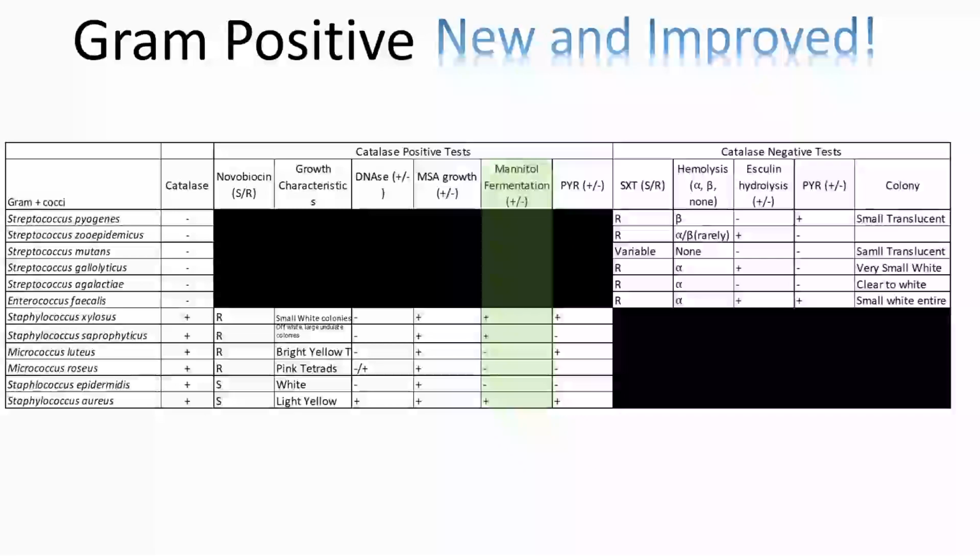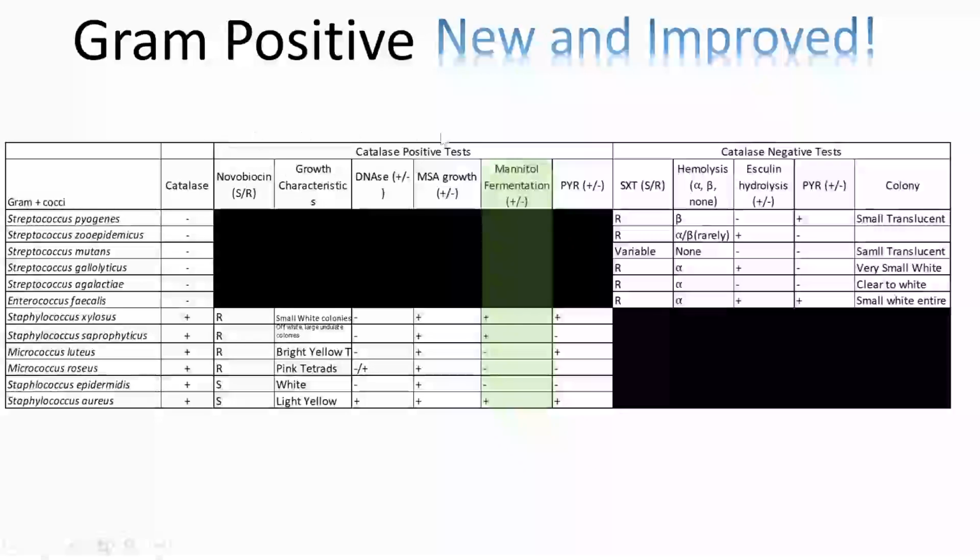It's not just growth, because they all grow, but mannitol fermentation only happens in 3 of them. The most important one is Staphylococcus aureus because that's really easy to tell. On its own, growing on regular media, Staph aureus is just kind of a light yellow color. But it creates a really nice bright yellow color on the mannitol salt agar. It's, of course, got that staphylo arrangement. And the other key part about it is that it's susceptible to novobiocin, which is the antibiotic.